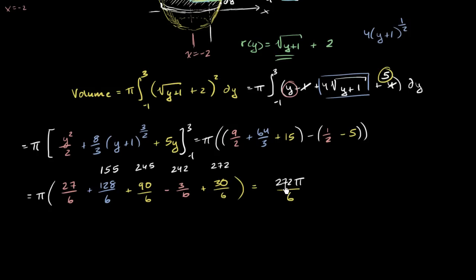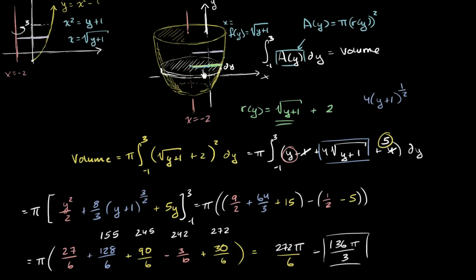But then 272 and 6 are both divisible by 2. So 272 divided by 2 is 136, and if you divide the denominator by 2, you get 3. Is that right? Yeah, 136 pi over 3. And 136 is not divisible by 3, so we have it as simplified as we can. This right over here is the volume of our little upside down gumdrop looking thing.